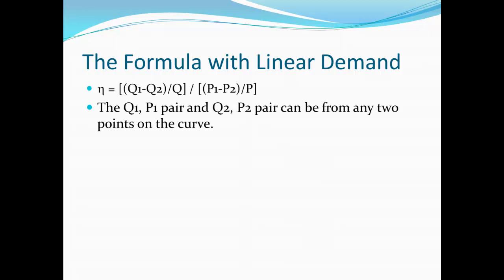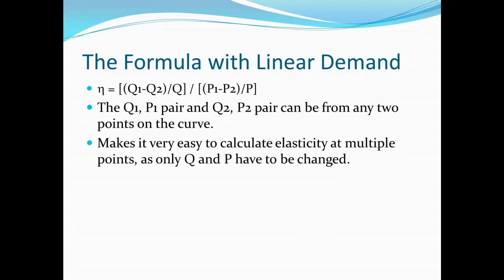Right, so just reminding you about these points for the formula for the linear demand curve. Remember that the Q1, P1 pair and the Q2, P2 pair can be from any 2 points on the curve. Pick any 2, it doesn't actually matter. This makes it very easy to calculate elasticity at multiple points, as in this formula we only have to change the quantity and the price at the point we're interested in. We don't have to change Q1, Q2, P1, or P2 once we've picked any 2 points along the demand curve. So this is very nice if we need to calculate elasticities at a number of different points along a demand curve.